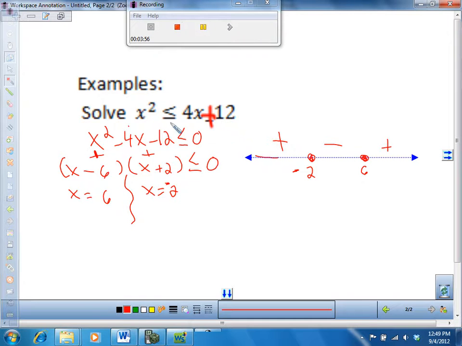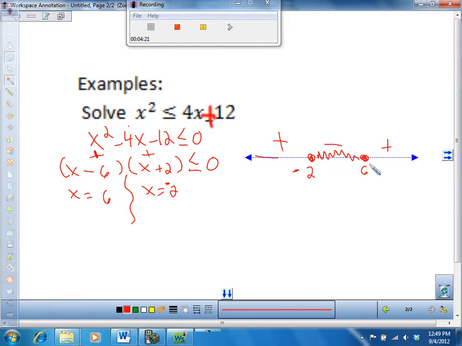So now you have to go back and answer the question, okay? Where is this thing bigger than 0? Where is the function bigger? Or sorry, they're asking where is it less than 0, right? Less than or equal to 0. It's less than or equal to 0 right in here. Yes? Okay. So where do I shade.